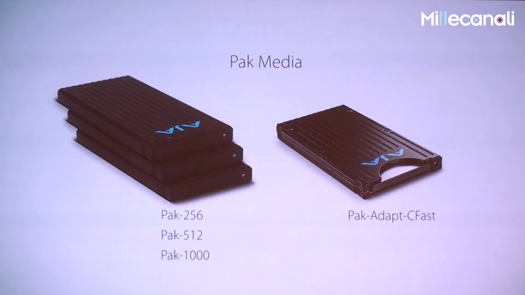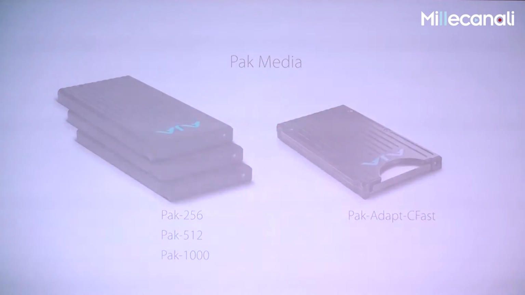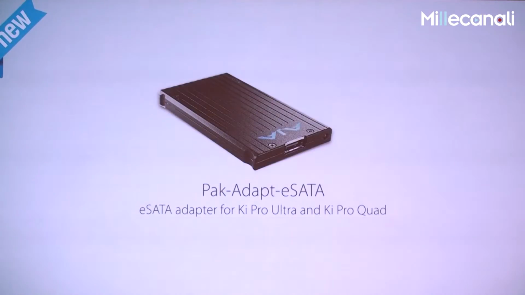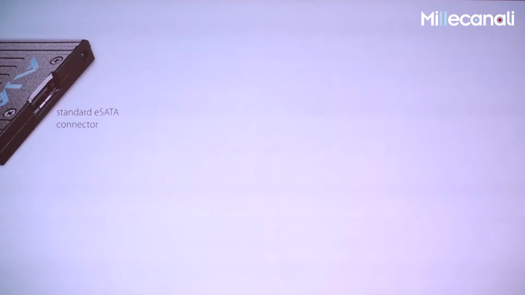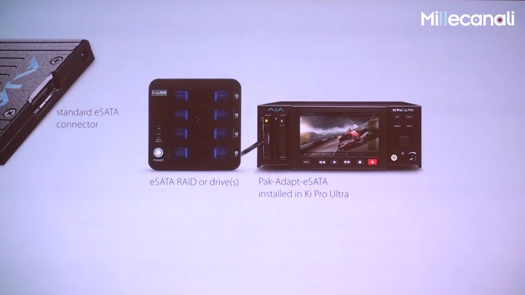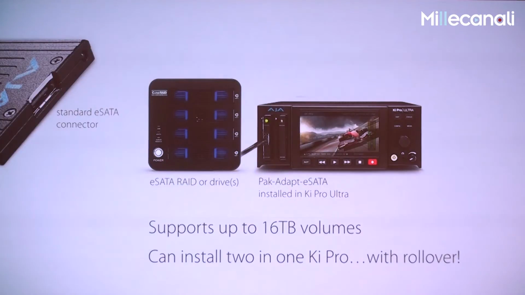These are the media for Scion, KeyPro Quad, and KeyPro Ultra. It's from 256 gigabytes to 1 terabyte. In November at Interbee, we introduced the PAK-Adapt CFast to be able to use CFast cards in the Scion camera. We have a new adapter called the PAK-Adapt eSATA for the KeyPro Ultra and KeyPro Quad. So what this does is it has a standard eSATA connector on it. So it allows you to plug in external eSATA RAIDs or eSATA drives to your KeyPro Ultra. Really, really nice. And a ridiculous amount of storage potential.